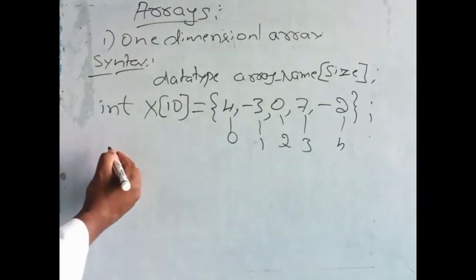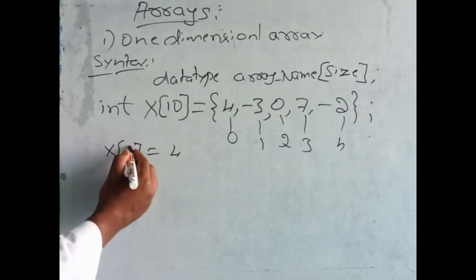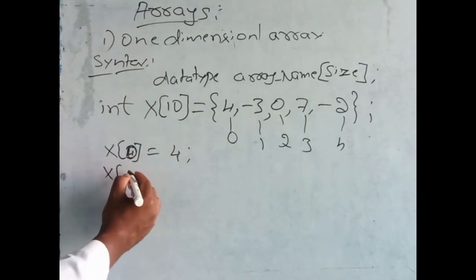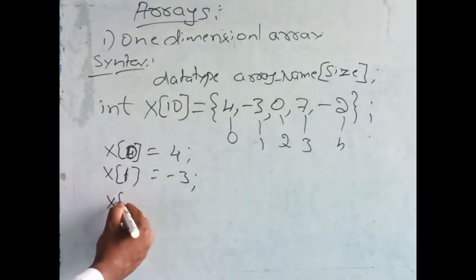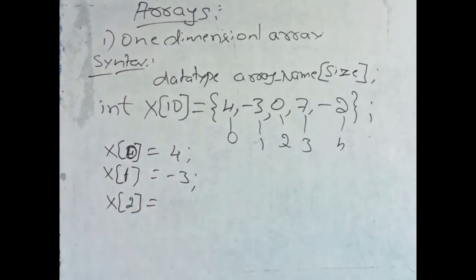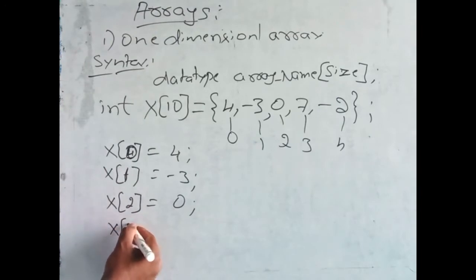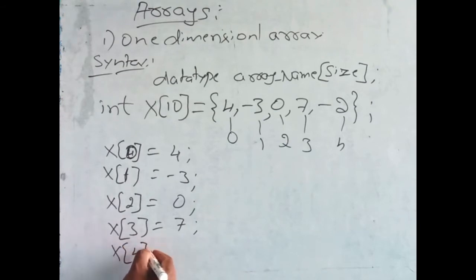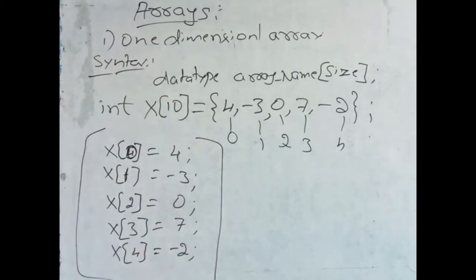If you want to refer to the position, then x of 0, 0 is the index. At index 0, the value is 4. X of 1 is minus 3. X of 2, at the second index, is 0. X of 3 is 7. X of 4 is minus 2. Like that. This is the position of the element in a particular array. We will write it like this.